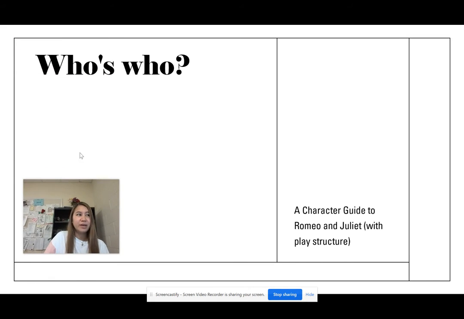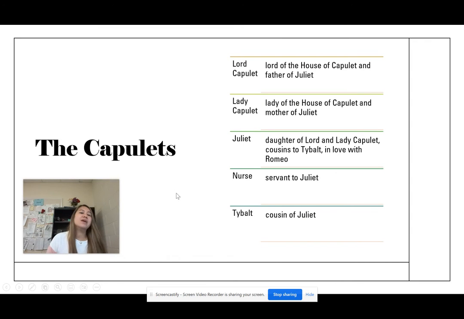Welcome to lesson three of our unit one, and this is about a character guide to Romeo and Juliet with the play structure at the end. So let's begin with the Capulets. I think I made mention of how the characters of a tragedy, and Romeo and Juliet is a tragedy, are from people that are highly respected in the community. The Capulets, one of them.